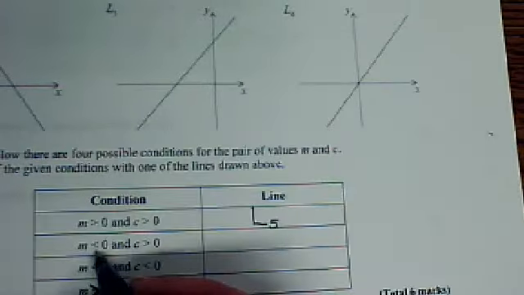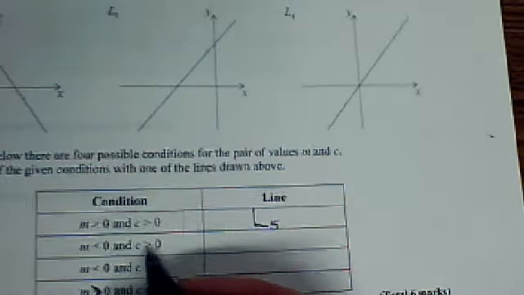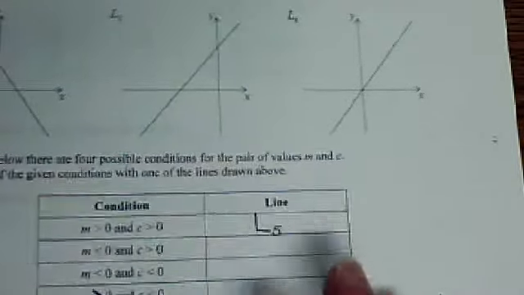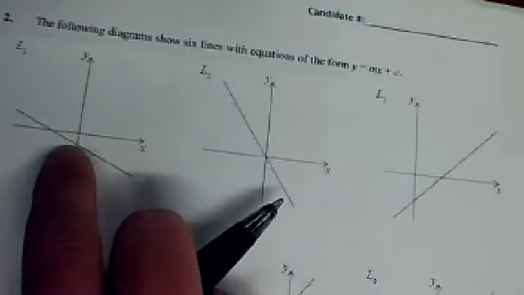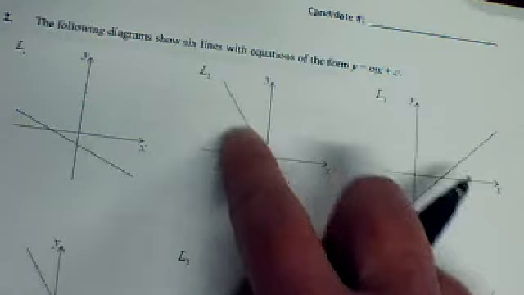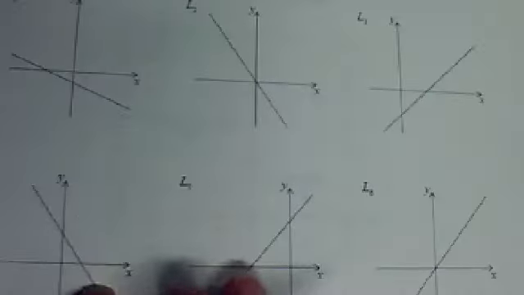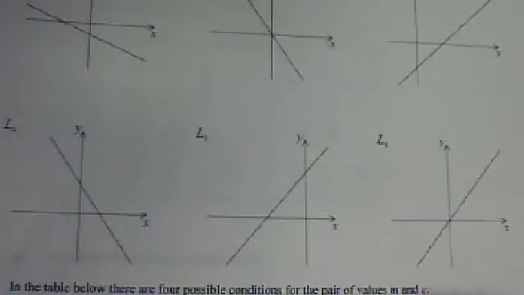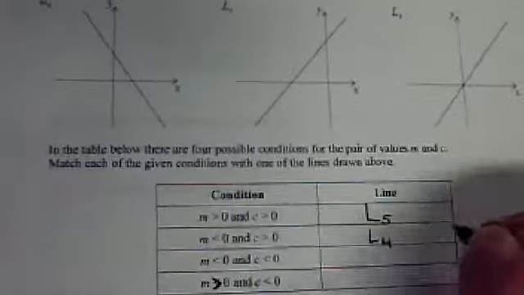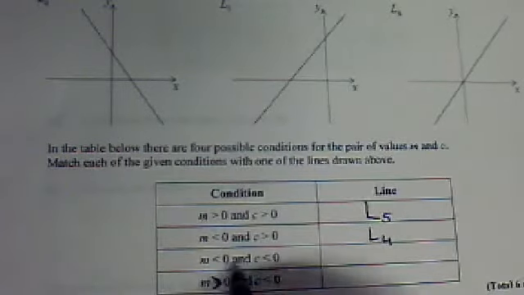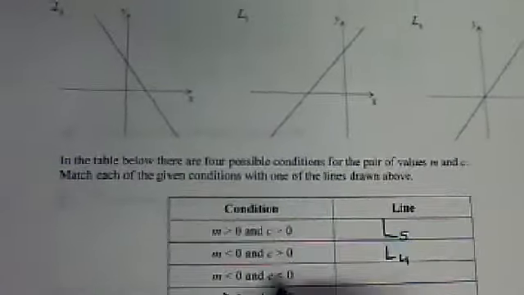The next one, slope is negative and y-intercept is positive. So let's look for those negative slopes. Negative slope, but the y-intercept is negative. Negative slope, but the y-intercept is 0. Negative slope and a y-intercept that's positive. That's what we were looking for. That's L4. Negative slope, but the y-intercept is negative. We already saw that. I believe it was right there.